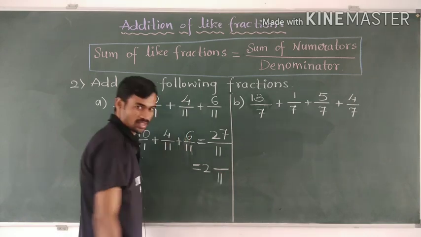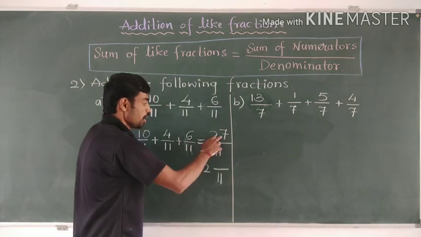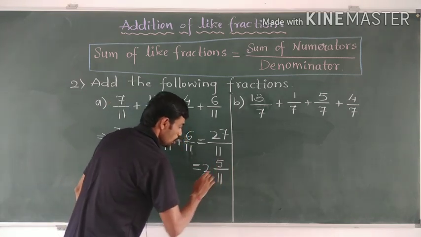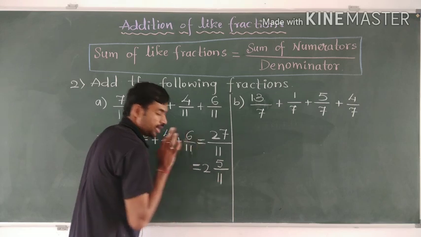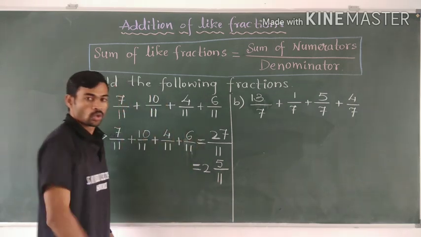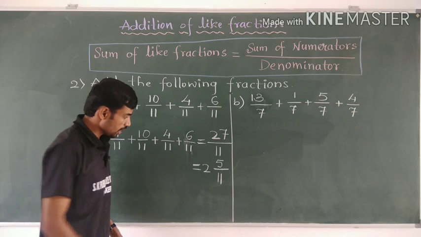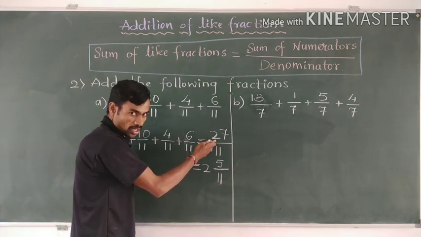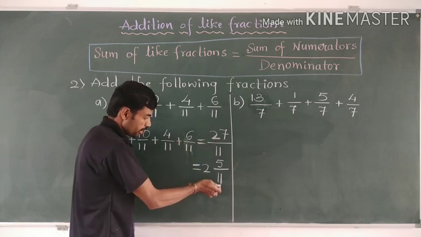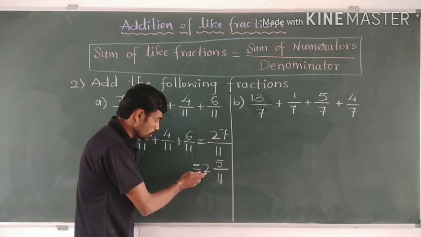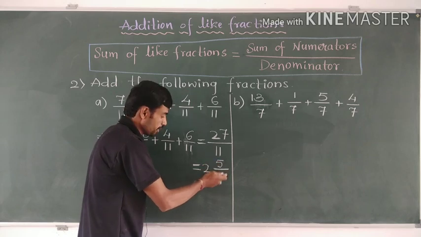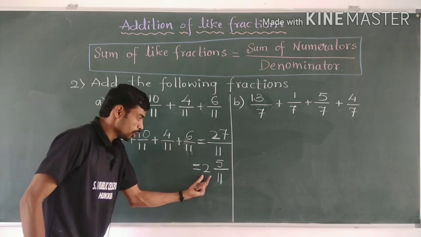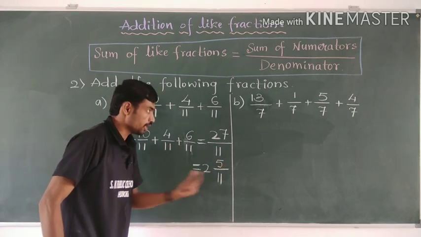Denominator as it is. And what remainder do we get? 27 minus 22, 5. That is 2 integer 5 by 11. And the sum is 2 integer 5 by 11. So this is a mixed fraction. Converting mixed to improper, it has to come back to 27 by 11. So 11 twos are 22, 22 plus 5, 27 by 11. Okay. So the sum of these fractions is 2 integer 5 by 11.